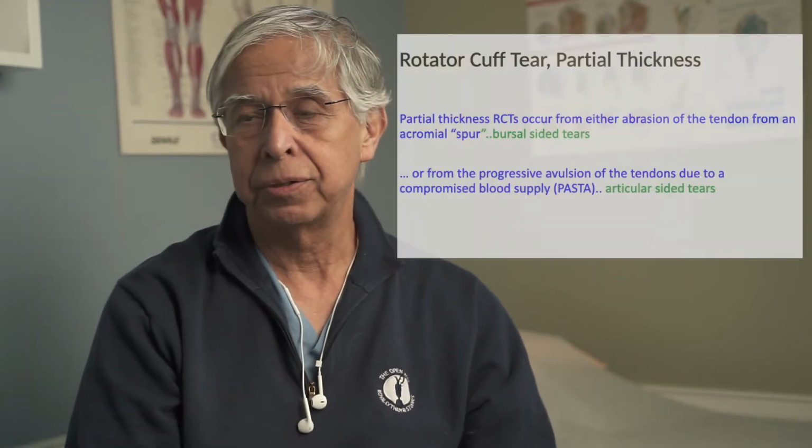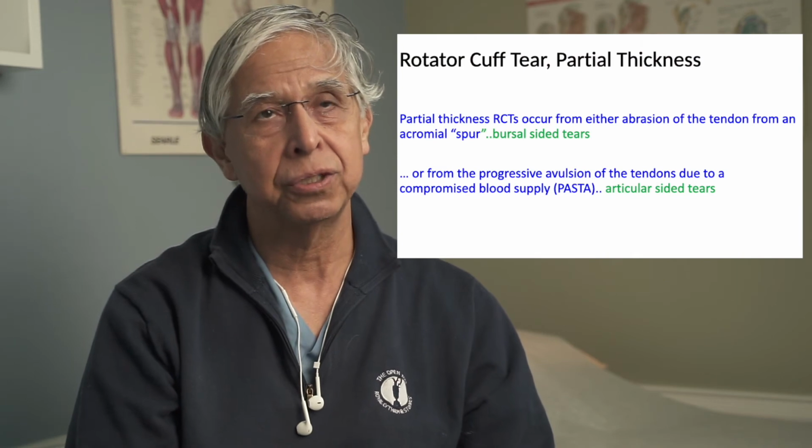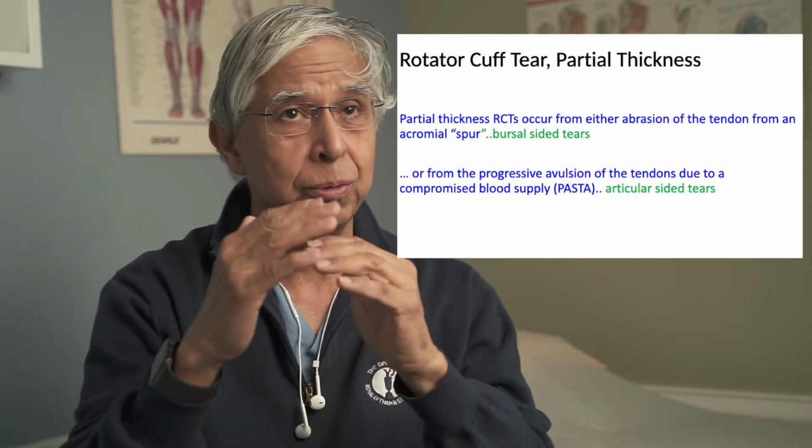So let's talk about a partial thickness. Sometimes they can respond to conservative therapy. If they're a low percentage, say 20, 30, 40%, you can get away with that. Okay, but we need to get it strengthened. We need to get it stronger. What do you mean by that?